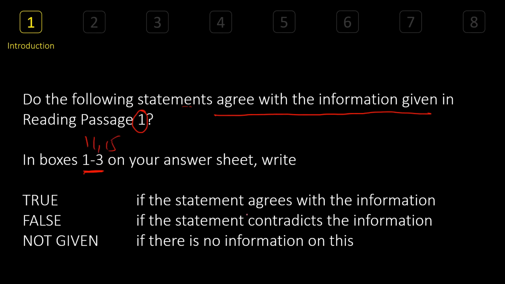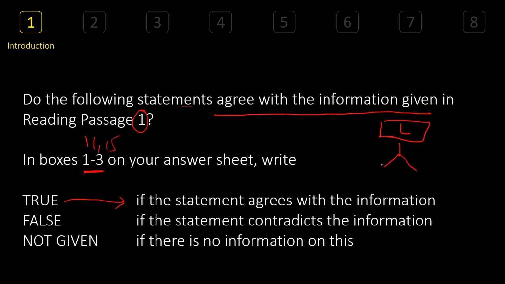True if the statement agrees with the information. False if the statement contradicts the information. Not given if there's no information on this. Now, I think you can understand even better. If you find the sentence, well and good. Now we have 2 conditions. I think you know what a flowchart is. So first, look for information.